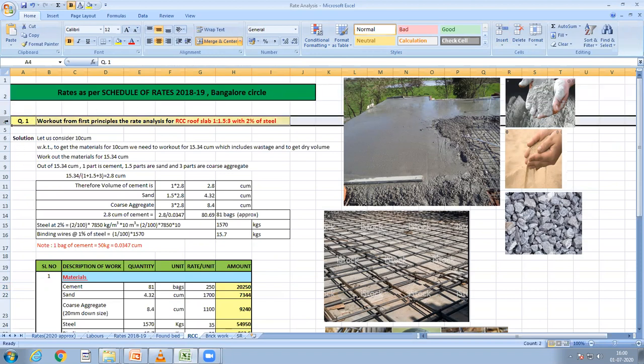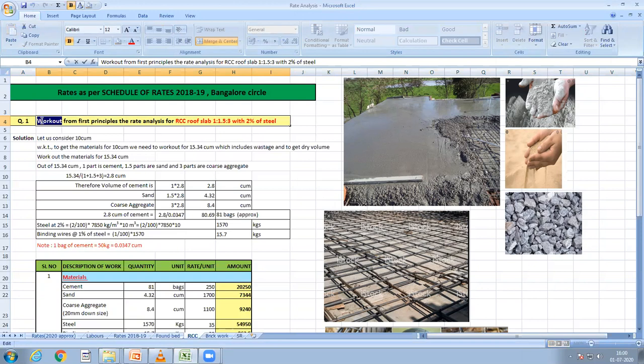Okay. Now we are working for the rate analysis of RCC roof slab 1:1.5:3 with 2% of steel. This will be your question in your exam. They will give it like: work out from the first principles of rate analysis for RCC roof slab 1:1.5:3 with 2% of steel. Why first principles? Because you are working out all the calculations, and the basis will be multiplications and additions, which is the first principle. Only for that they will write it as first principles.